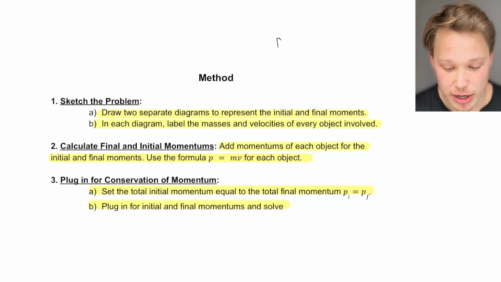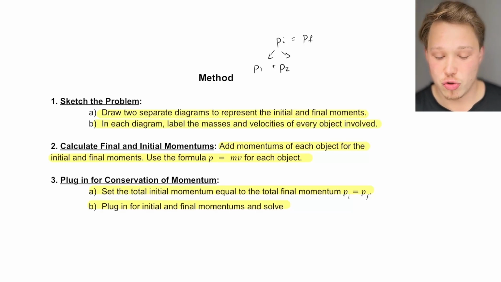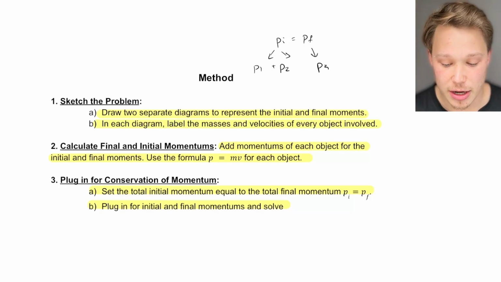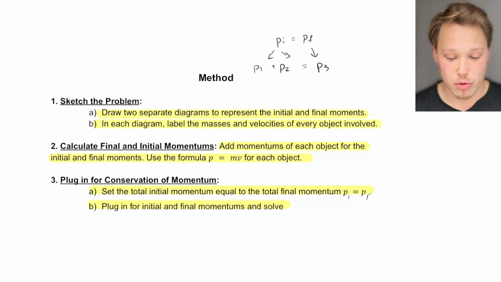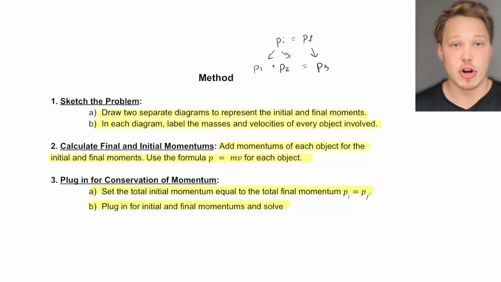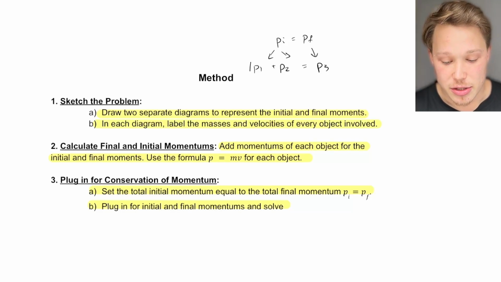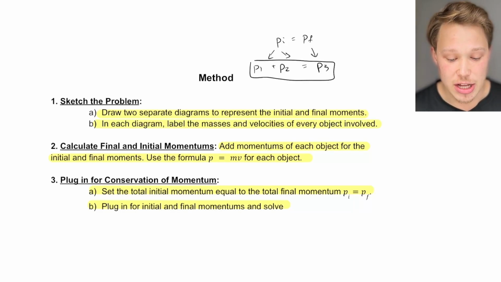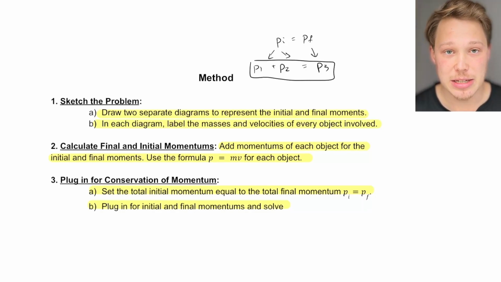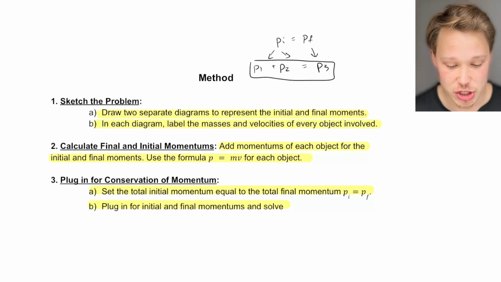So essentially, initial momentum is equal to final momentum. This initial momentum can consist of, let's say, 2 objects, then maybe they collide together. So the final momentum is like, let's say, some third object. And you basically plug everything in and solve. If this method doesn't make sense yet, it's all good, because in the next minute we're going to go over our first example for momentum conservation.